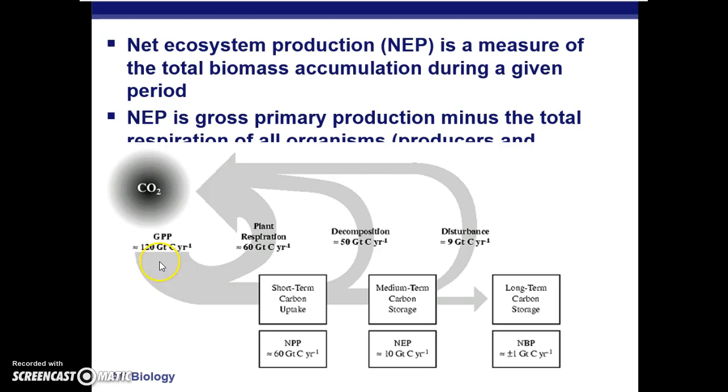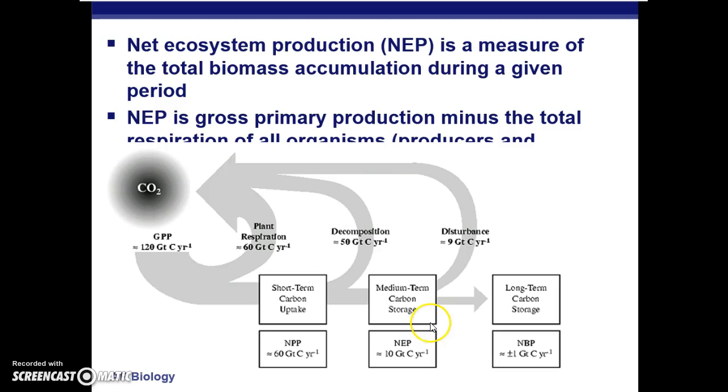So you can see, hopefully this helps show it a little bit better than my words are explaining it. But we have the GPP, and then we have plants going through cellular respiration. So what we end up with is our NPP. And then our NPP gets reduced to our NEP because all the other organisms besides the plants in the ecosystem are also giving up some of their carbon stores through either their own respiration or through their death. And so that's why it says decomposition there.